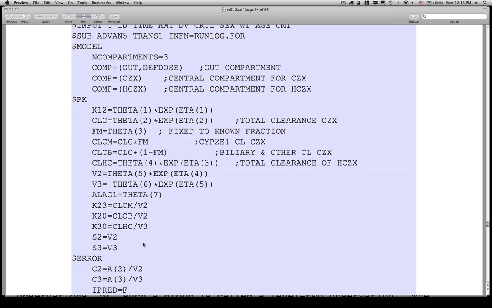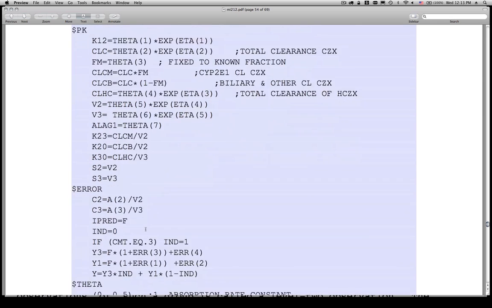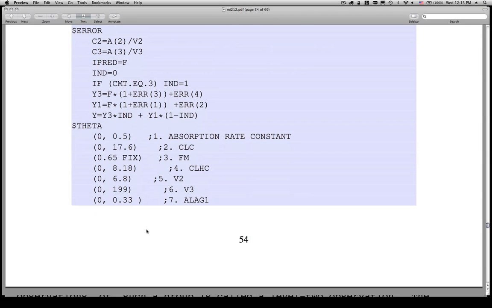So that's the PK block structure for this model. It assumes linear transfers. Let's look at the error block. We're going to specify now two different types of predictions. C2 is going to be the prediction of concentration of parent drug, and C3 is the prediction of plasma concentration of metabolite drug. IPRED is just specified here so we can capture individual predictions. And we're going to use an indicator variable, indicator equals 0, to switch between different predictions.